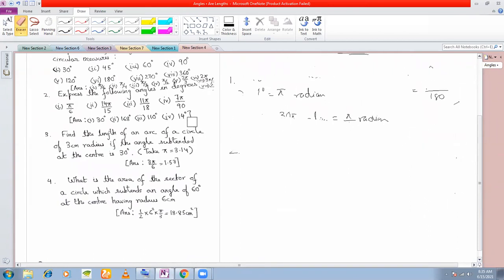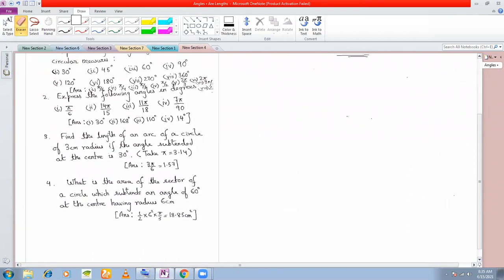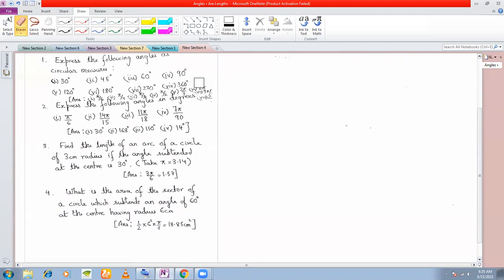Now the angles are given in radians. You will have to convert to degrees. Look at number 2. Express the following angles in degrees. First one is pi by 6. Pi is 180, so you get 30 degrees. Next, 14 pi by 15. Put pi equal to 180 degrees. Okay, so you will get 168 degrees.